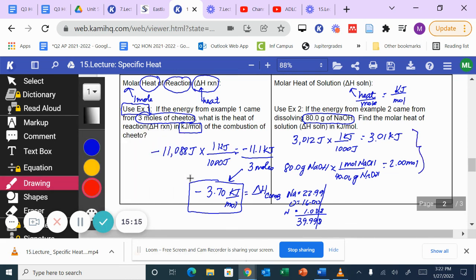Combining those together, delta H of a chemical reaction, I'm going to write it here because I have no room. Delta H is equal to 3.01 kilojoules for every 2.00 moles. Therefore, for every 1 mole, it is 1.51 kilojoules for every mole. So this is the molar heat of dissolving this solid, the molar heat of solution.